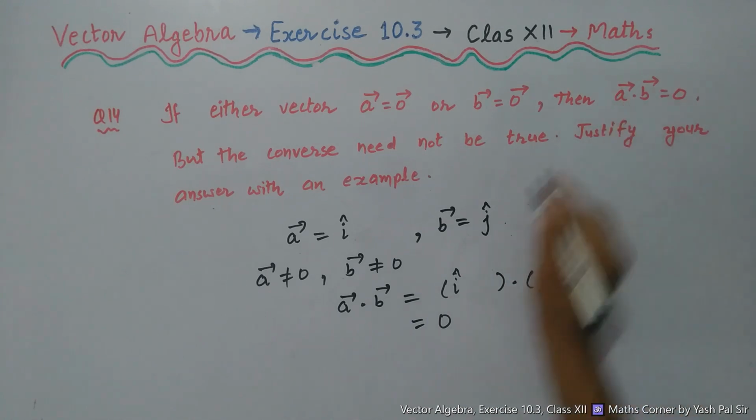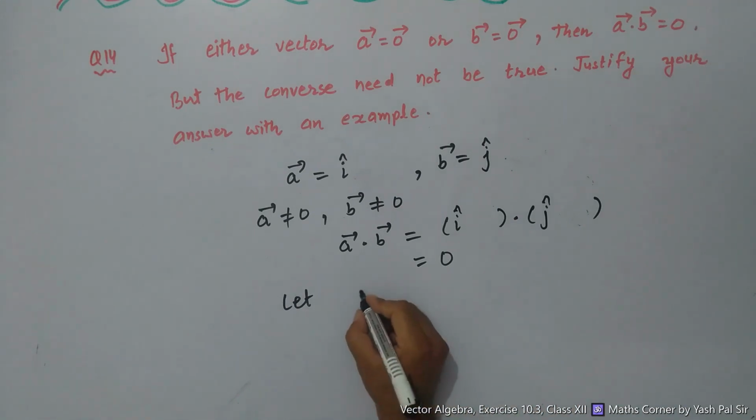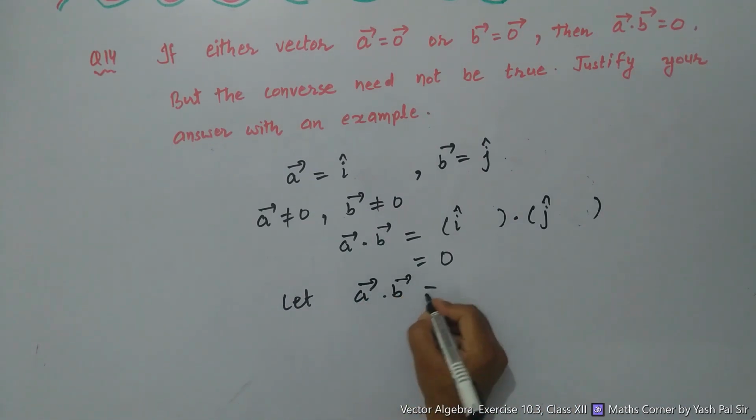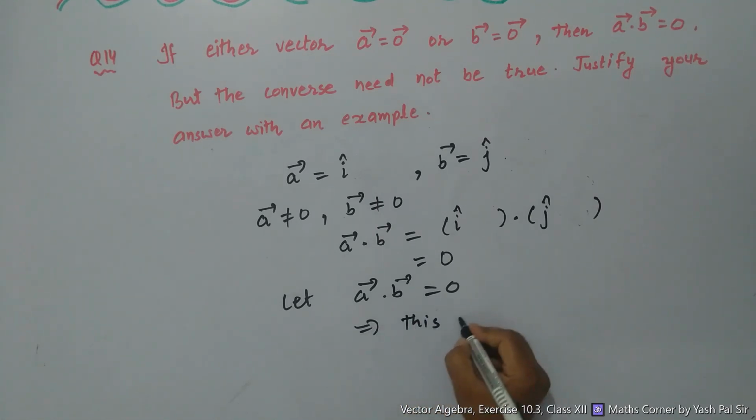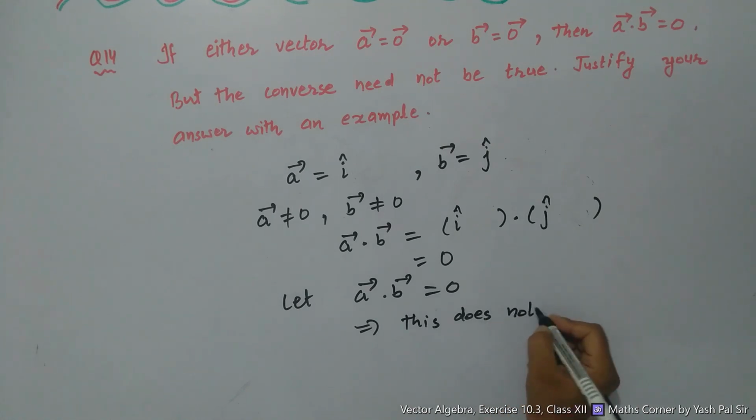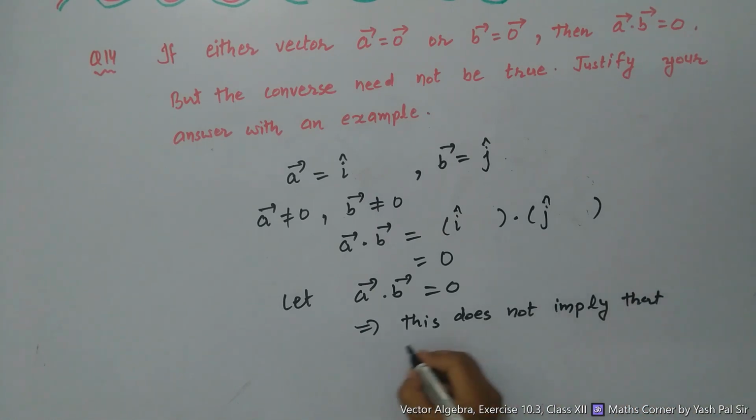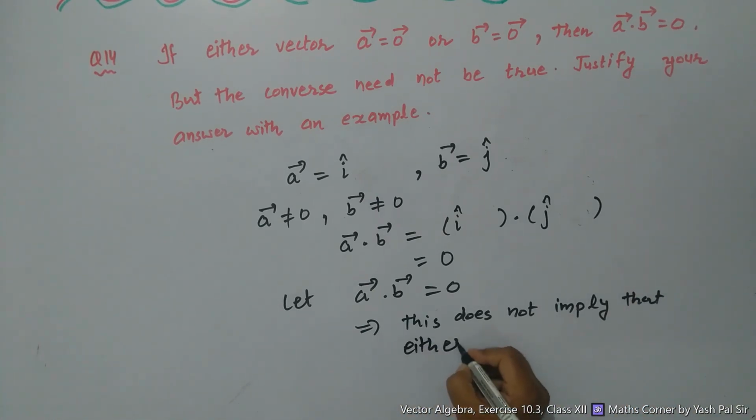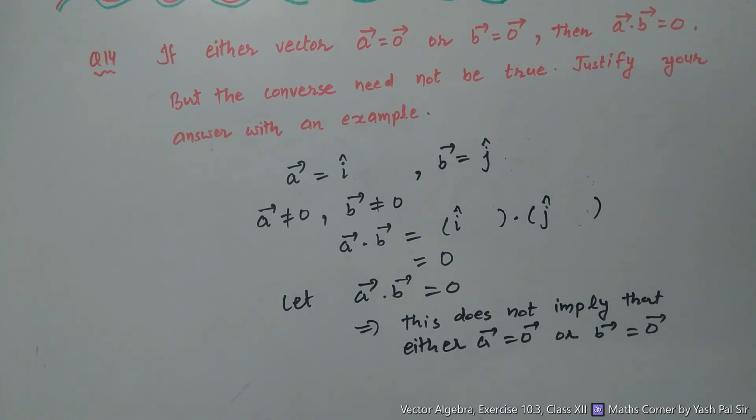So what we do now, let us start from this. Let vector A dot vector B be equal to 0. Then this does not imply that either A is equal to 0 or vector B is a 0 vector, because both are non-zero, right? So this way we have proved the question.